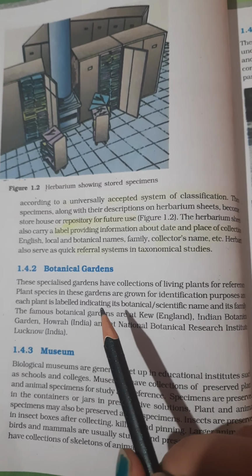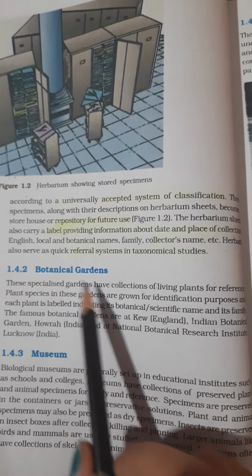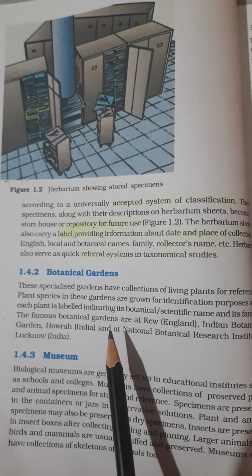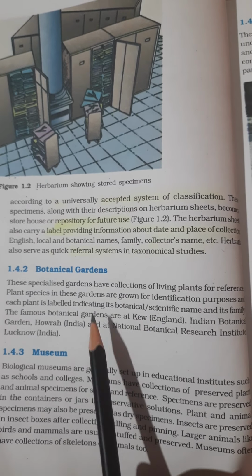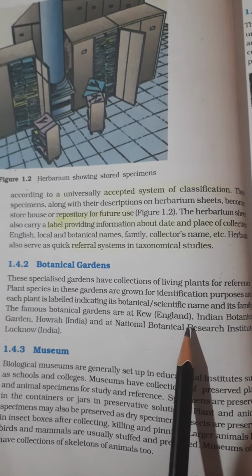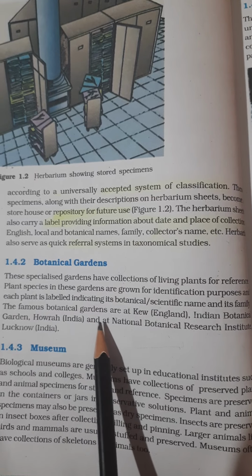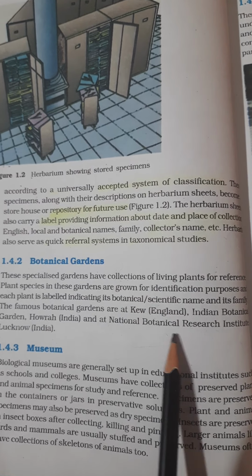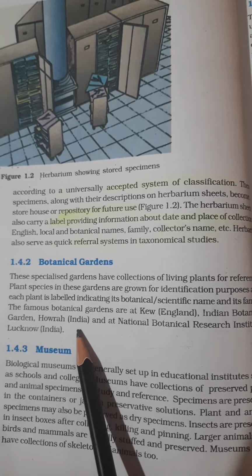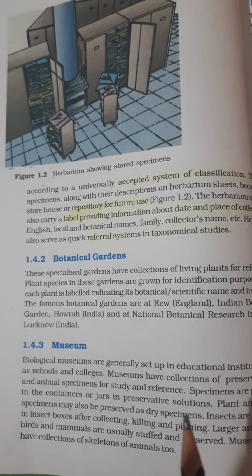Coming to botanical gardens, as the name suggests, botanical, plants, gardens having living plants. Wherever these plants are there in the gardens, at the bottom the scientific name of the plant is also written. The famous botanical gardens are at Kew, England, the Indian Botanical Garden, Howrah, India, and the National Botanical Research Institute, Lucknow, India.